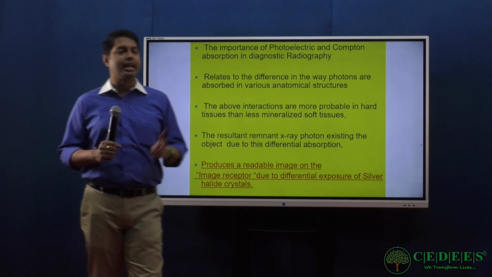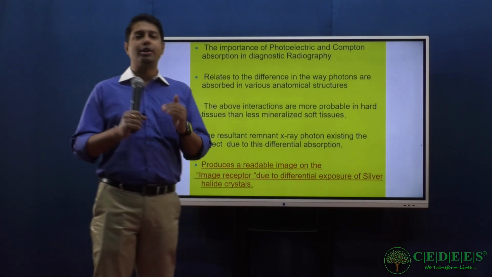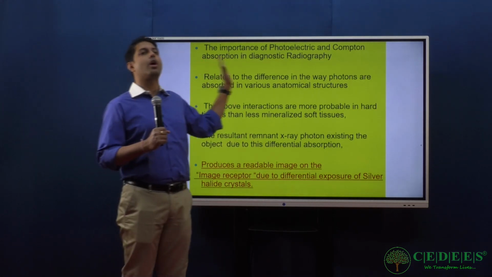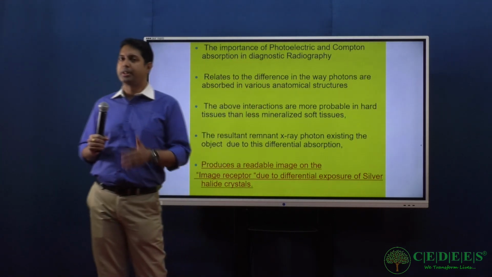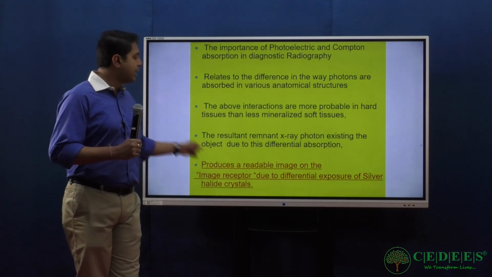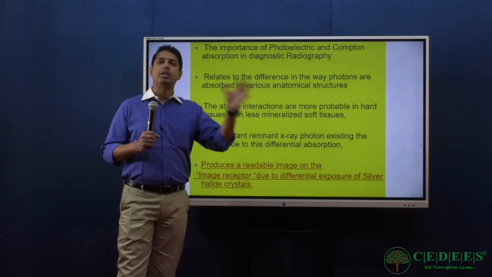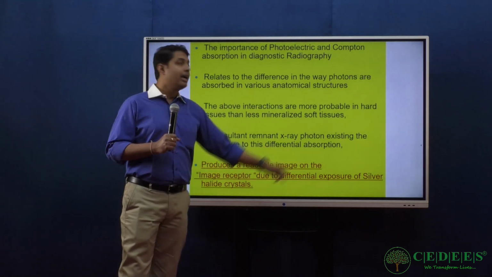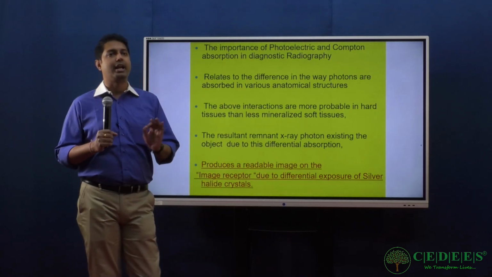So always remember, there are two questions in this. Till now, we were talking about attenuation, absorption and all that. But now that we have understood the concept of interaction of X-rays with matter, we need to know that the image, after attenuation, absorption, everything that has happened, is finally produced because of differential exposure of silver halide crystals.